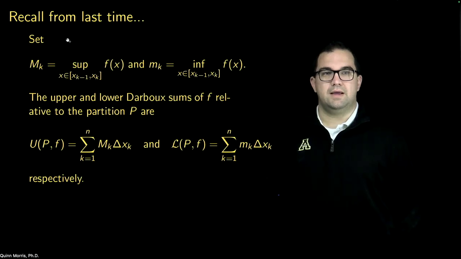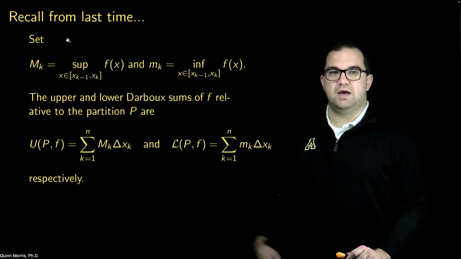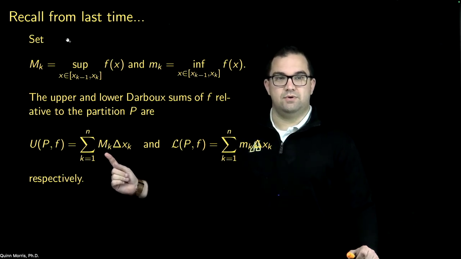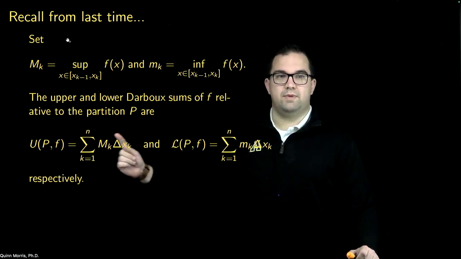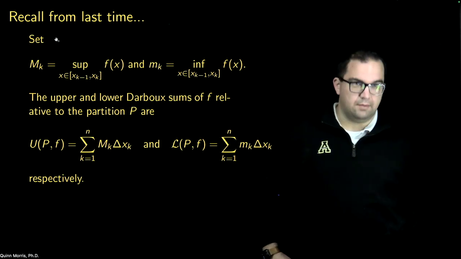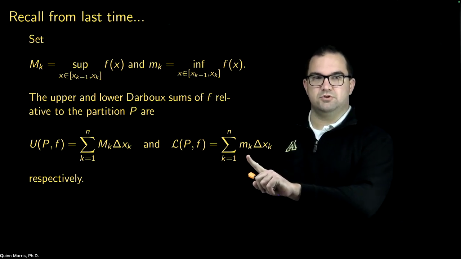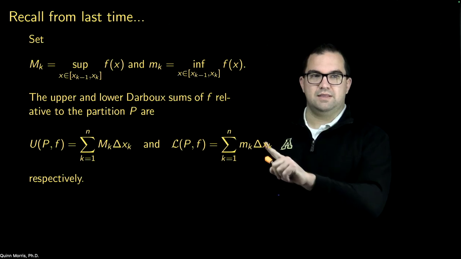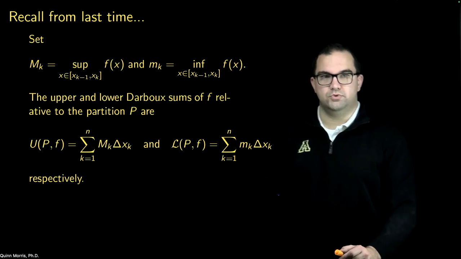We then define the upper and lower Darboux sums of f relative to the partition P. The upper sum is the sum of the areas of the rectangles where you take the supremum value as the height of your rectangle times the length of that subinterval, multiply those together to get the area of the rectangle, and add them up. Similarly, for a lower sum, we use the value little m sub k, so we use the infimum of the function over that subinterval times the length of that subinterval, multiply those together to get the area of the rectangle, and then add up each of those areas to get the lower Darboux sum.